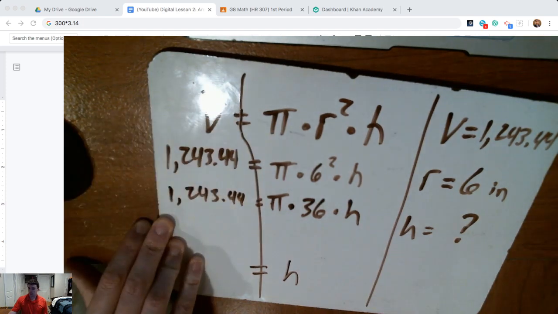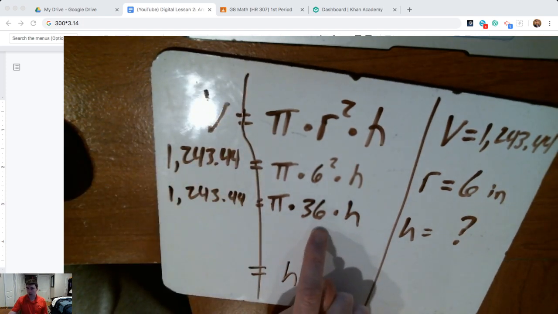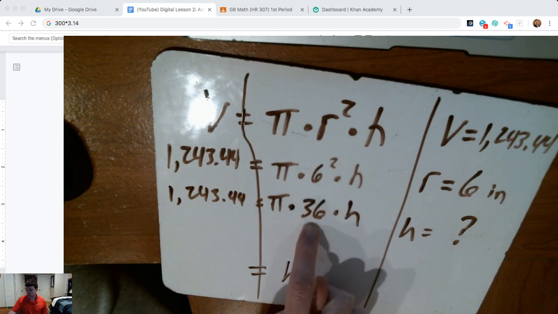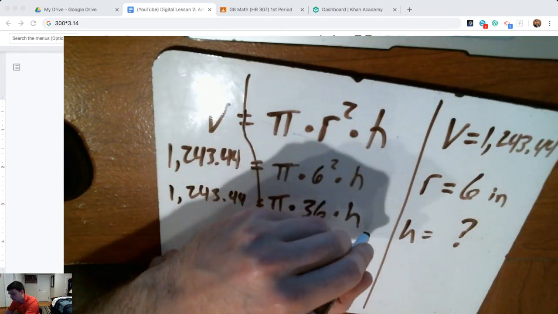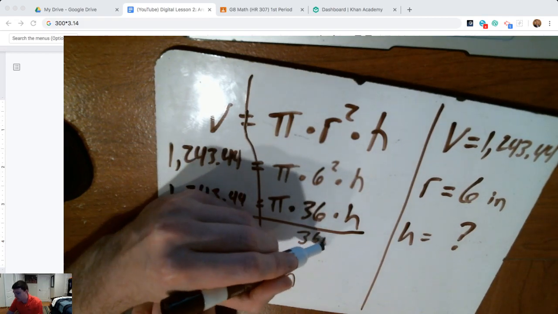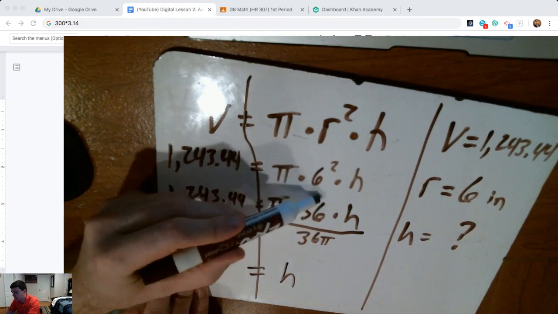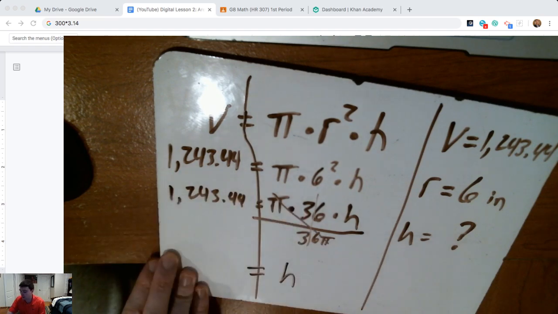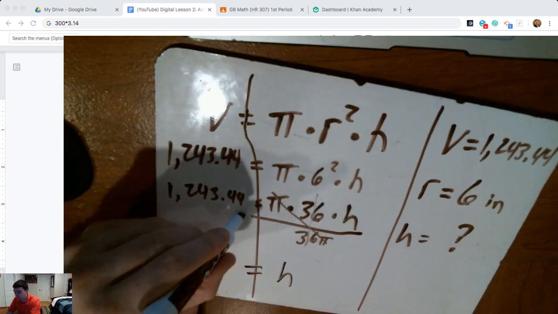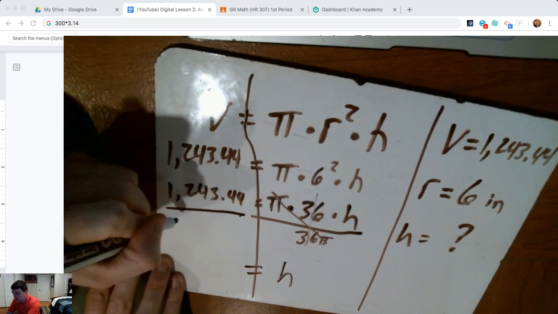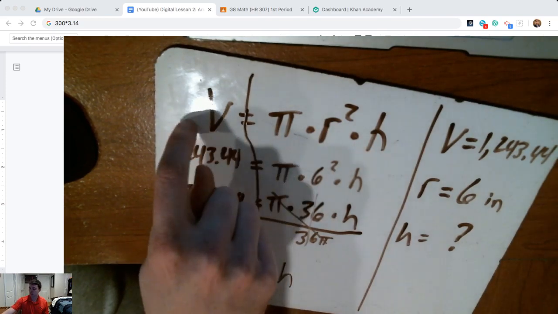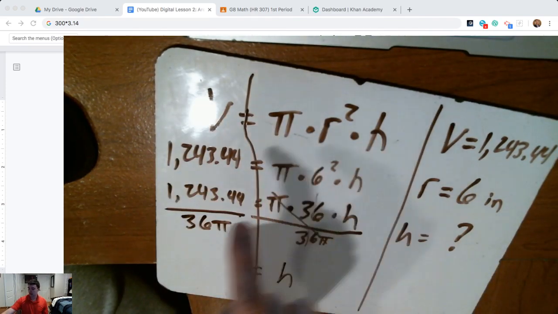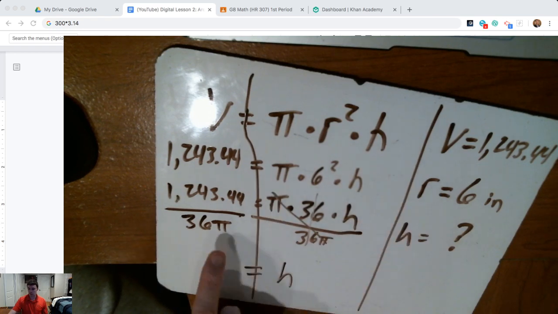So h is multiplied by 36 and it's multiplied by pi. I could divide by 36 right now, but I also want to get rid of the pi. So I'm going to actually divide both sides by 36 pi. That way I can cancel out the 36 and cancel out pi and leave h all by itself. That means the volume, 1243.44, needs to get divided by 36 pi. This is just like working backwards. We got to the volume by doing 36 times pi times whatever the height is. So to find that missing height, we go backwards. We do division by that 36 pi.